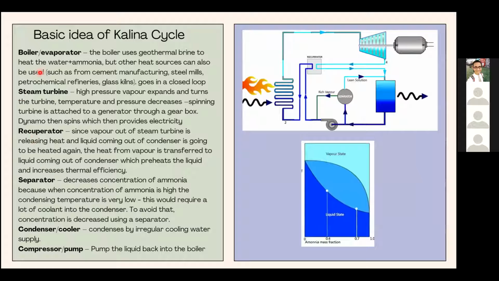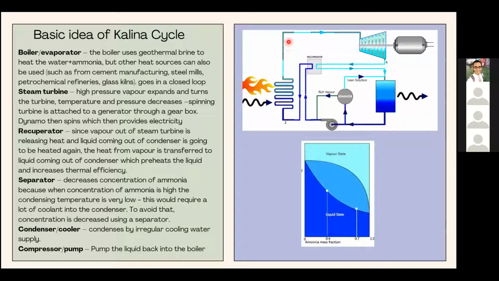Okay, so I know it looks like a lot, but it's somewhat similar to the Rankine cycle. But as you can see, this is the boiler, this is the turbine, this is the condenser, this is the pump. So there's two extra things here. There's a recuperator and a separator. Now, instead of using a fuel-based heating system, you can use either geothermal brine or heat sources from factories, like from cement manufacturing, steel mills, and petrochemical refineries, all that.